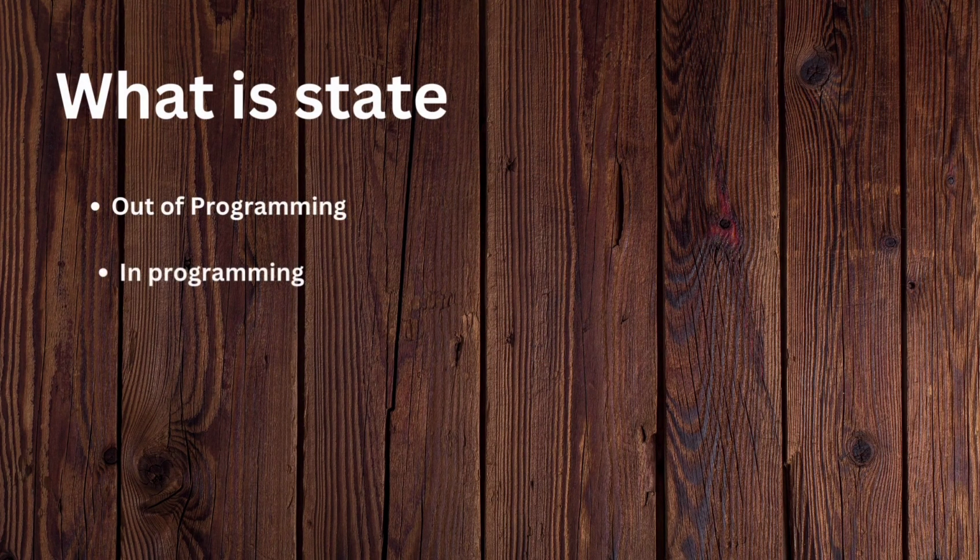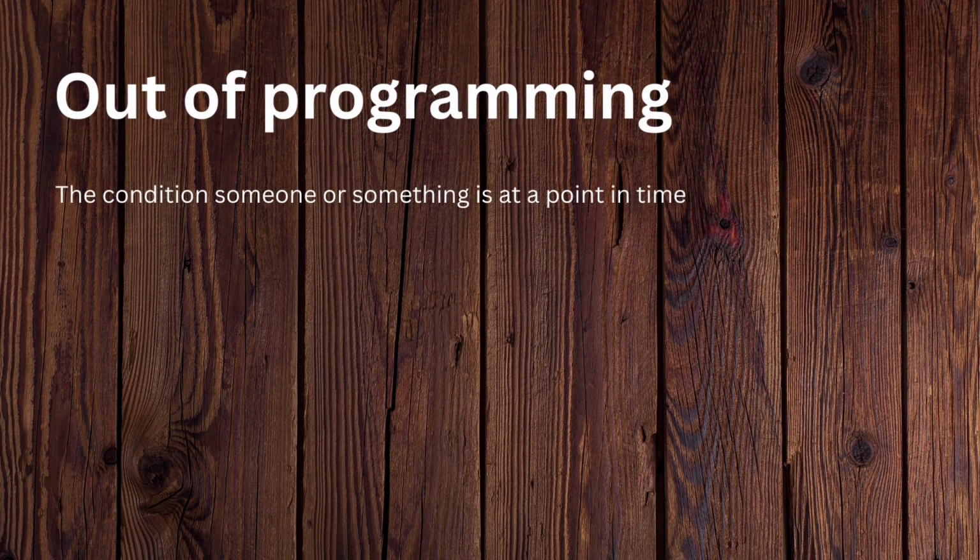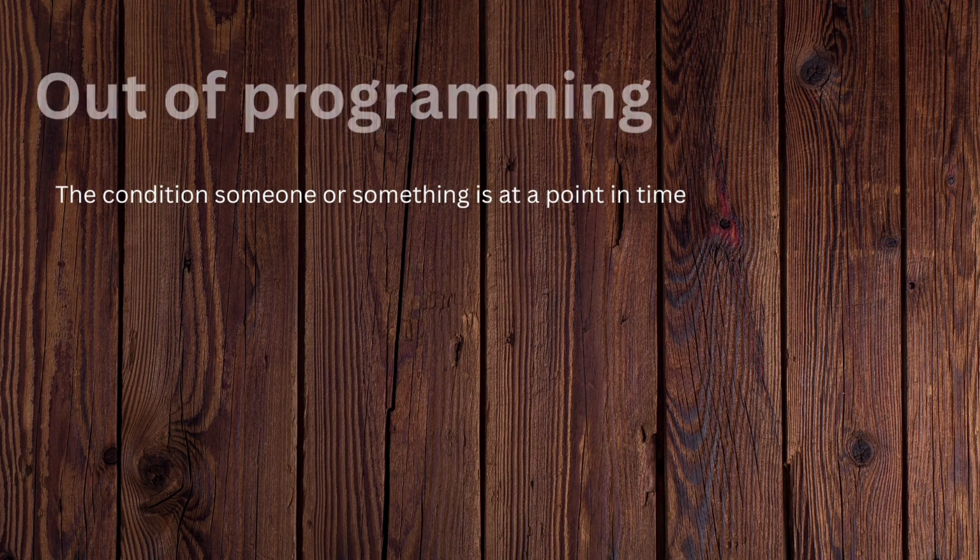And to better understand this concept, we are going to define it in two kinds of aspects. One is out of programming, and the other is now in programming. Now, for out of programming, state is defined as the condition someone or something is at a point in time. That's the definition according to the dictionary. Now, you can picture this in this form. You can be either married or unmarried. You can be rich or poor. A vehicle can be fast or slow. That's what we call its state or its status.